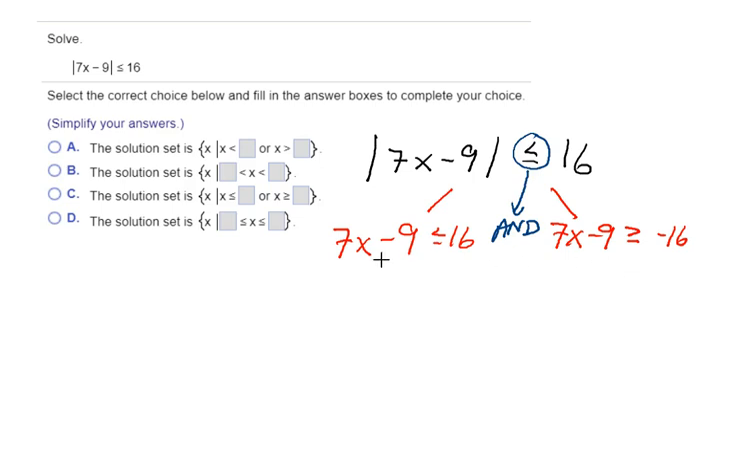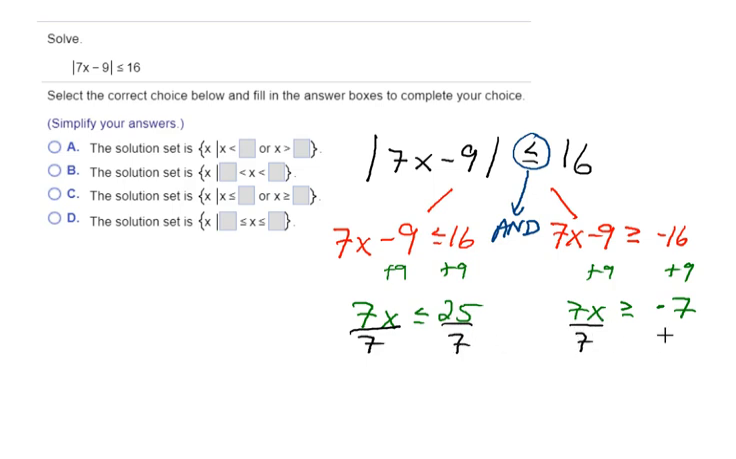Now that we have this compound inequality, we'll solve it the same way we solved the compound inequalities earlier. We'll solve each of these for x. So I'm going to add 9 to both sides. Again, we're going to do the same thing in both cases, so let's just take care of that now. So we'll get 7x is less than or equal to 25. Here we're going to get 7x is greater than or equal to negative 7. And then we are going to divide by 7 on both sides.